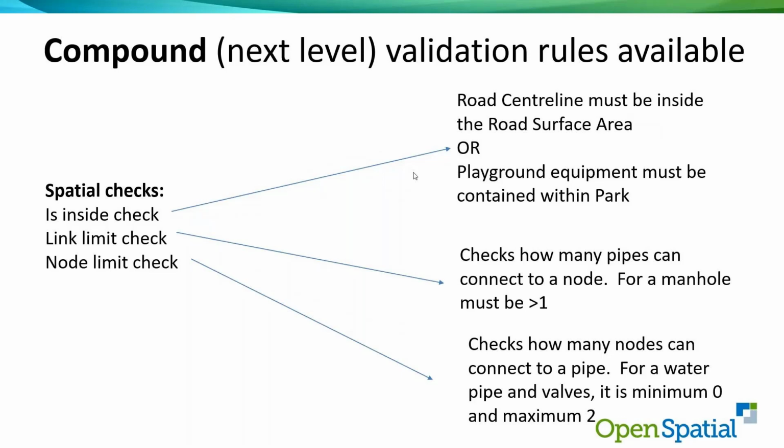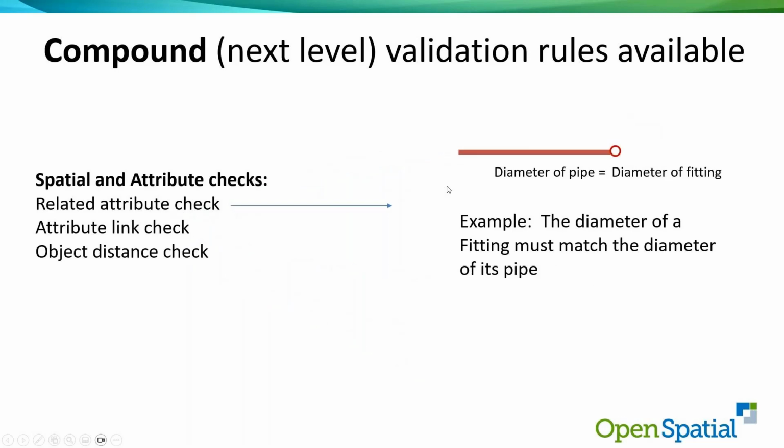So if you've got an end cap or a wing wall, there can be a minimum and maximum number of connections. If you've got a valve, typically there's going to be a minimum of one and a maximum of two pipes associated with the valve. You can't typically have a valve splitting into multiple valves, or multiple pipes coming into one valve. All of those rules are totally configurable as well.